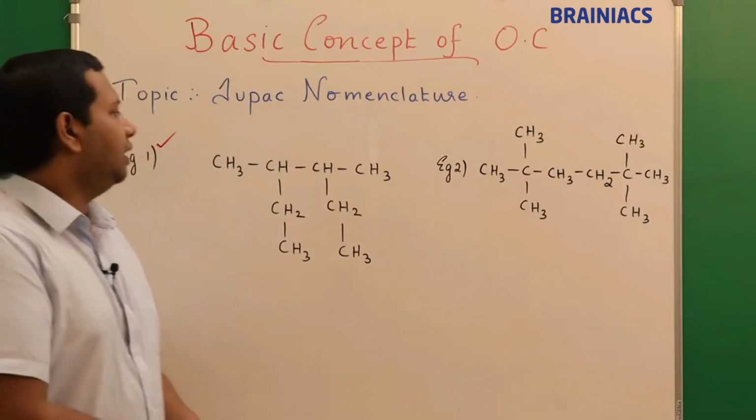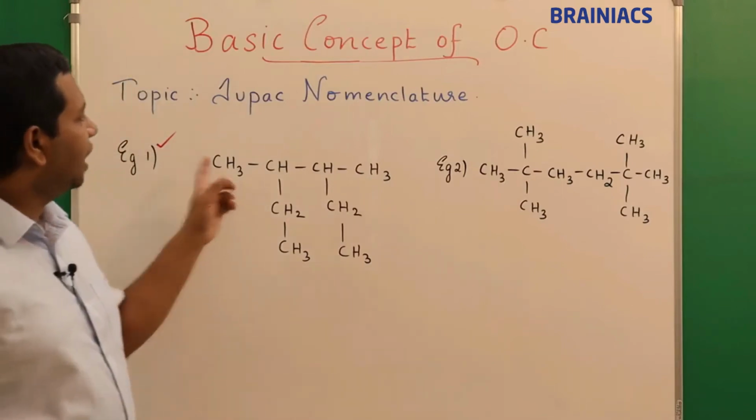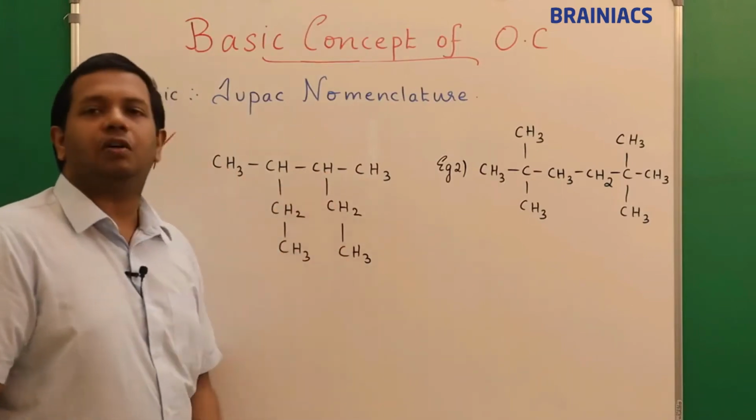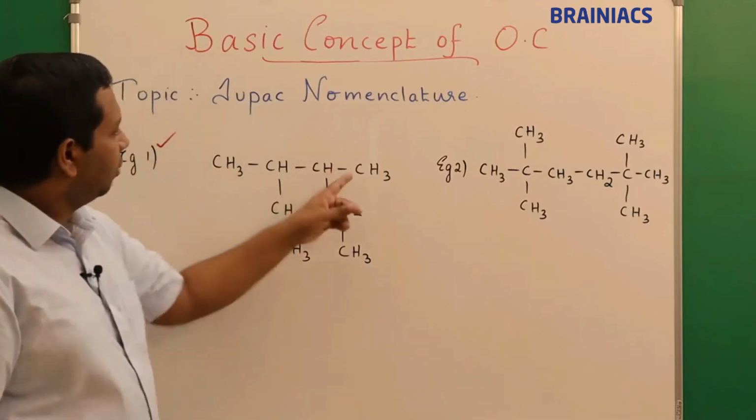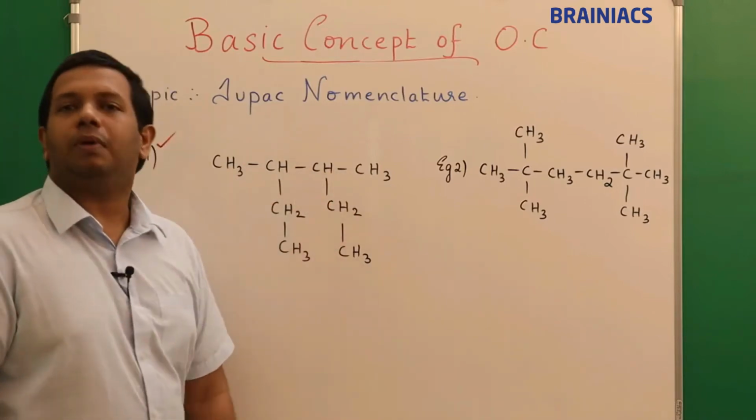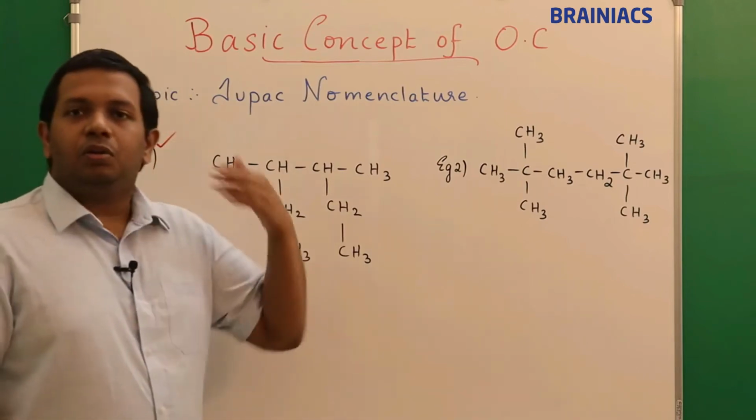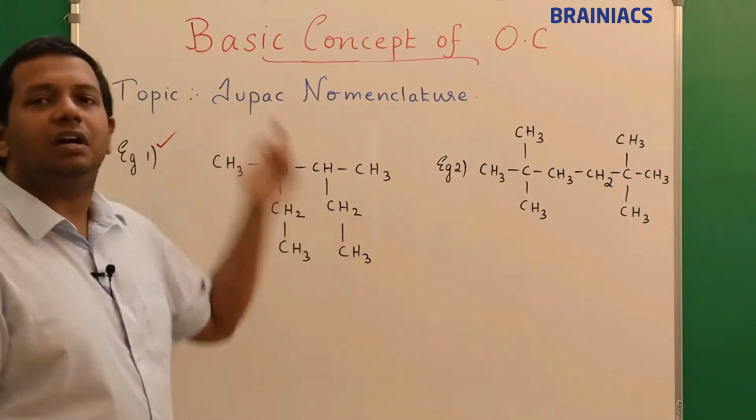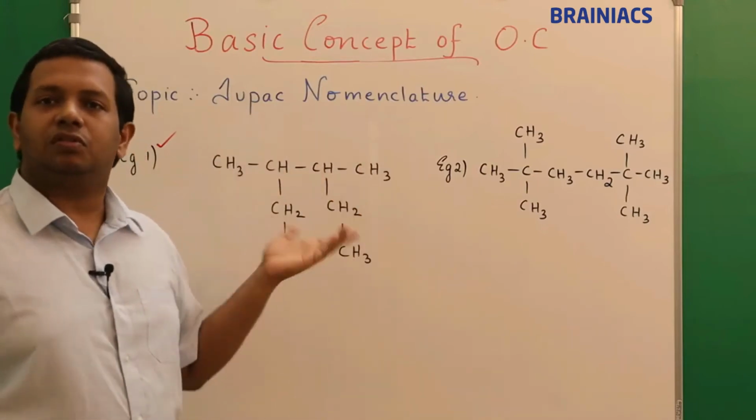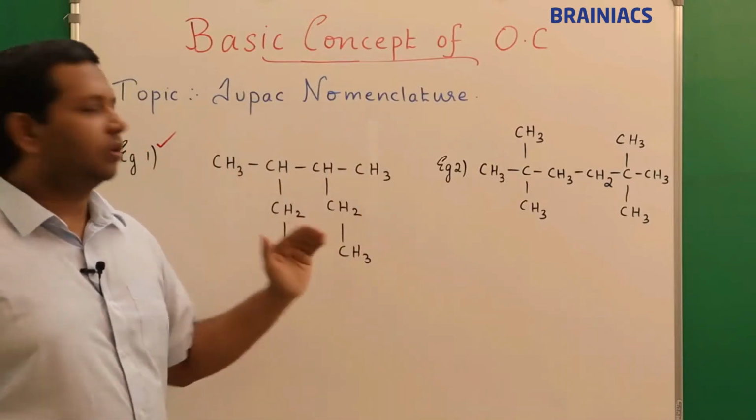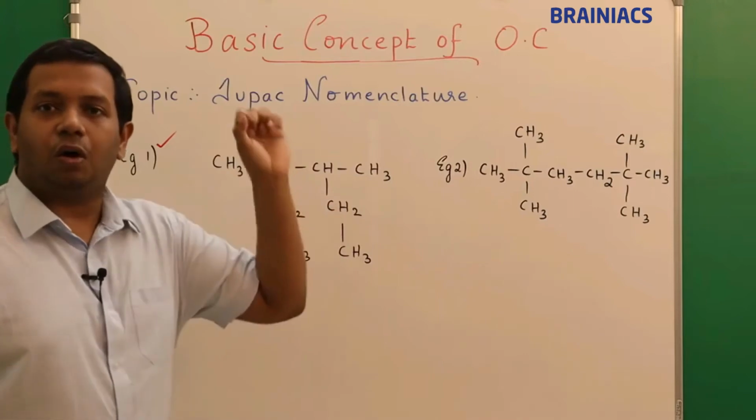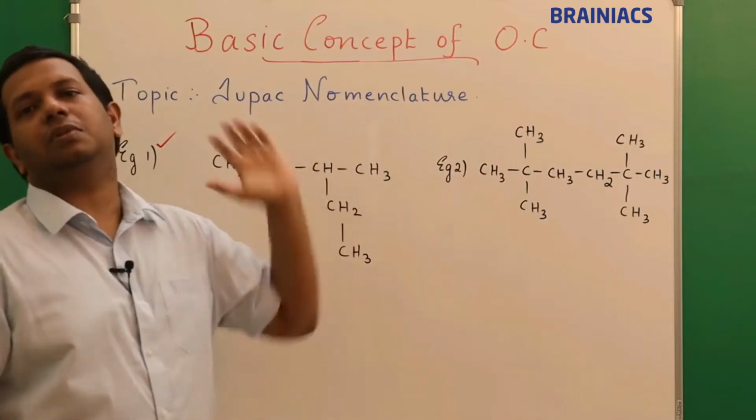Next you need to analyze whether any double bond or triple bond is present in the compound. I could see there is no double bond or triple bond in the compound. Now the rule says you need to select the longest continuous possible chain, because there is no double bond and no functional group.